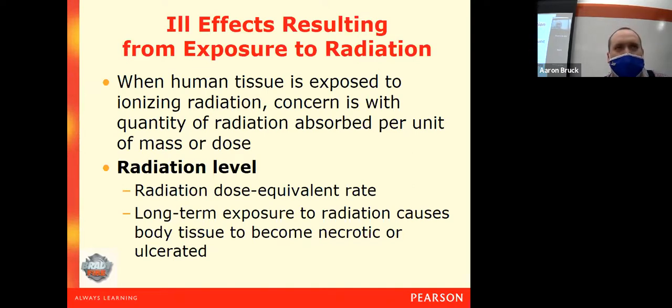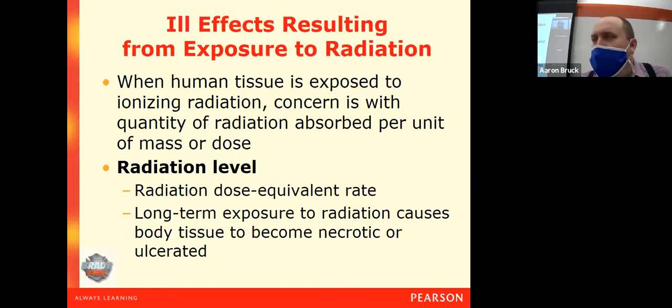If I pulled out a Geiger counter right now, I would probably get a couple of clicks every 30 seconds or so, because background radiation is relatively small, but it's still present. So the real idea here is we have to know the dosage. We have to know how much radiation you're actually being concerned with. And so radiation level becomes important, because this is the dose equivalent rate of radiation that you actually are being exposed to.